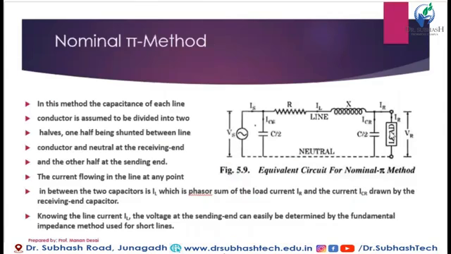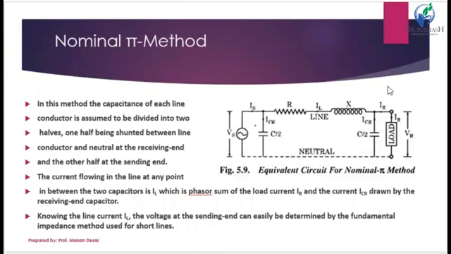Now, what is the nominal pi method? As per the circuit, the capacitance of each line conductor is assumed to be divided into two halves. See, students, these two halves are shown in the equivalent circuit, and one half is shunted between line conductor and neutral at the receiving end, and the other half is at the sending end.